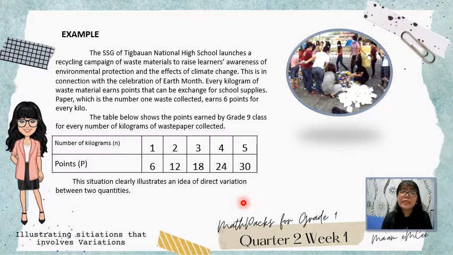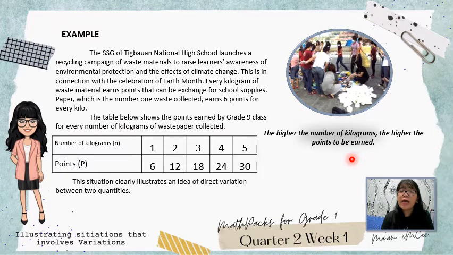Which means that this situation clearly illustrates the idea of direct variation between two quantities because the number of kilograms increases and the number of points also increases. Whatever happens to our first variable, which is the number of kilograms of waste paper collected by the grade 9 class, the same happens to our second variable, which is the number of points they have earned. It increased. So, therefore, it is a direct variation. The higher the number of kilograms, the higher the points to be earned.